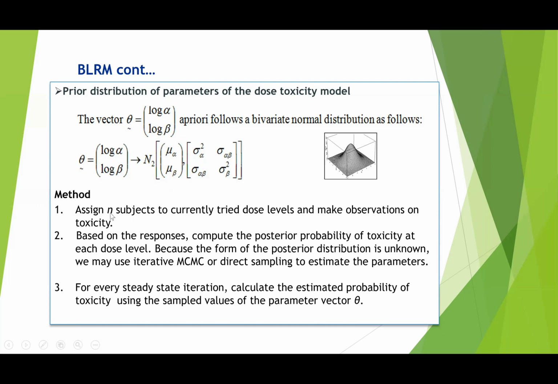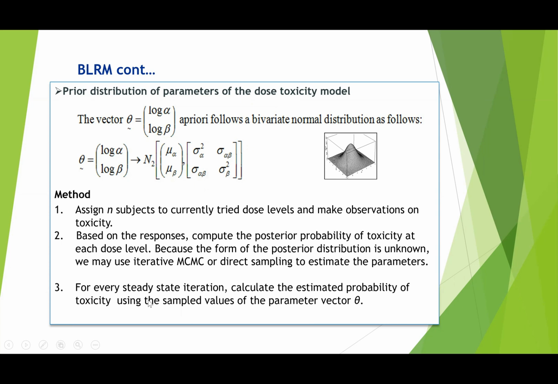So the overall procedure is to first assign n subjects to the currently tried dose level and make observations on the toxicity. So we apportion these n subjects to a certain set of dose levels, observe the responses, and we fit a dose toxicity model through Bayesian regression, which I have covered in my last lecture. And based on the responses, compute the posterior probability of toxicity at each dose level.